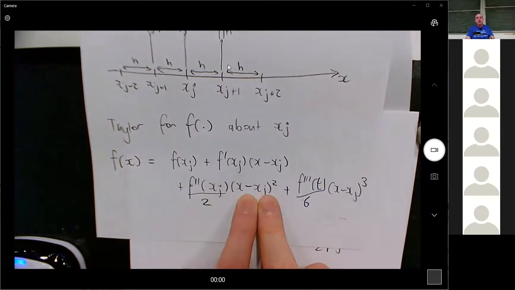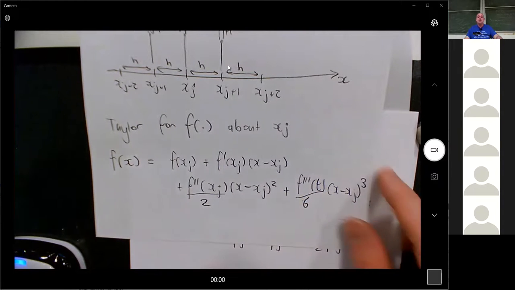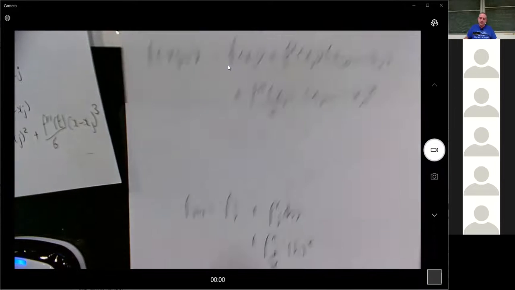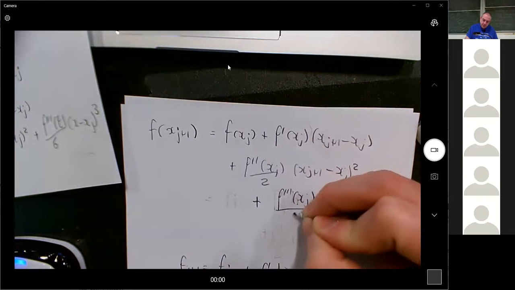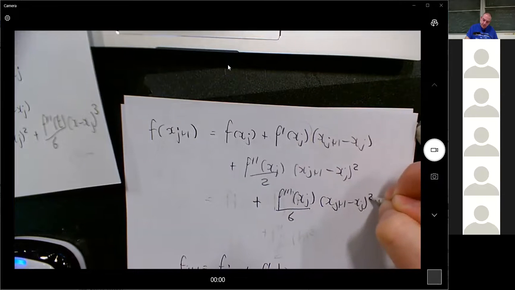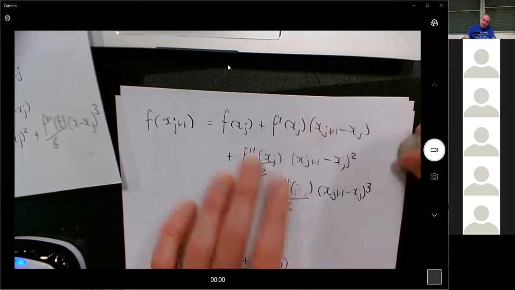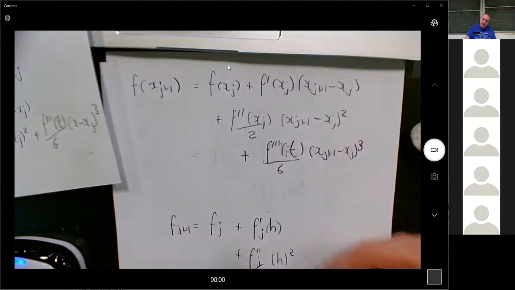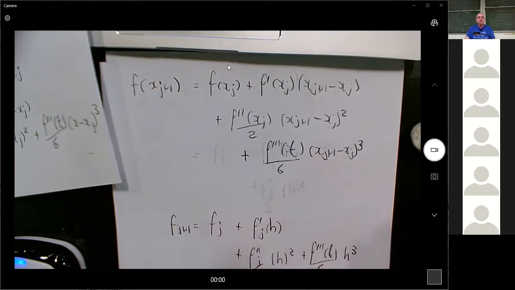So I got to the second one, and I would write exactly what I would normally do for the next one, but I'll put a t instead of an xj. And then this one's going to have that. That's not an xj. And so I'm going to get triple dash t on 6 times h cubed, because that distance is h.